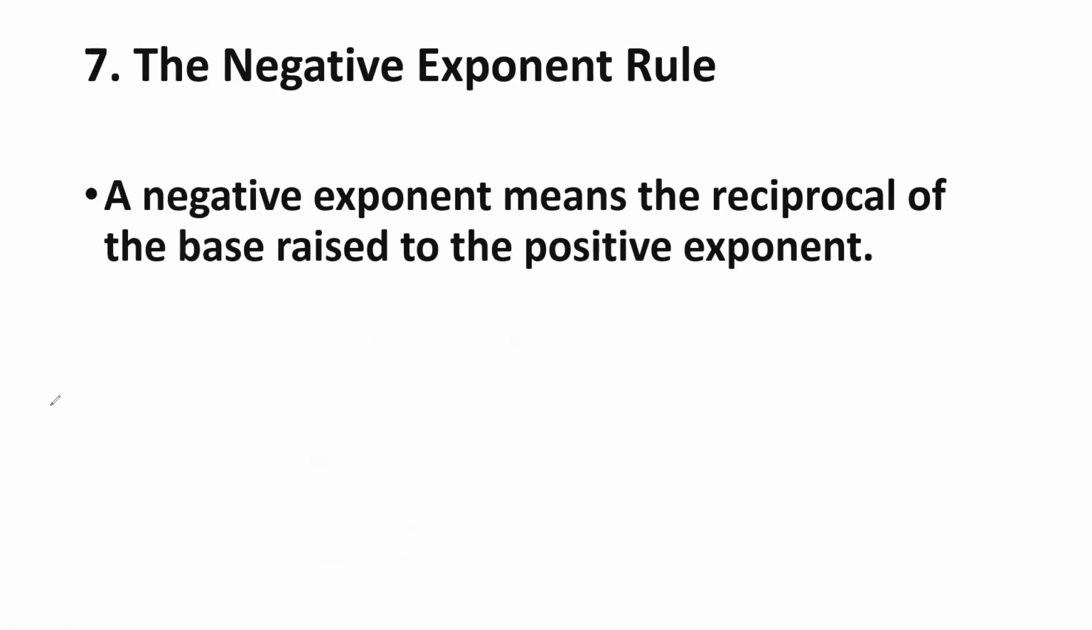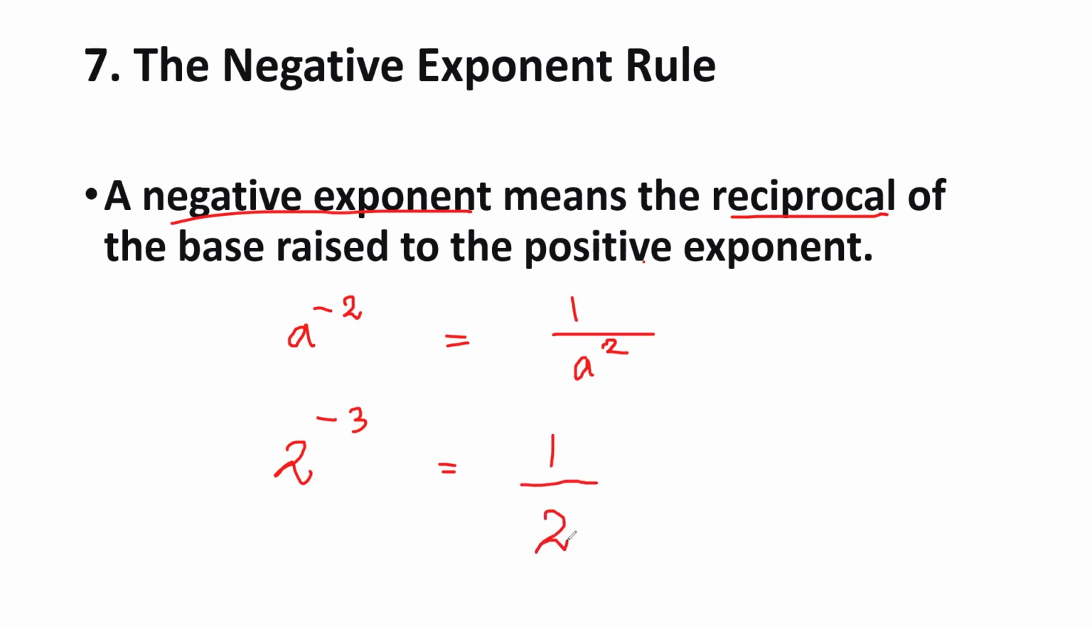Now the last rule is the negative exponent. Which means the reciprocal of the base raised to the positive exponent. Let's say a negative exponent, a to the power minus 2. You have to write it as a reciprocal. Reciprocal means 1 over a with a positive exponent. So the negative will become positive. For example, 2 to the power minus 3. First you write it as a reciprocal, which means 1 over 2, and then write the minus 3 as a positive power.